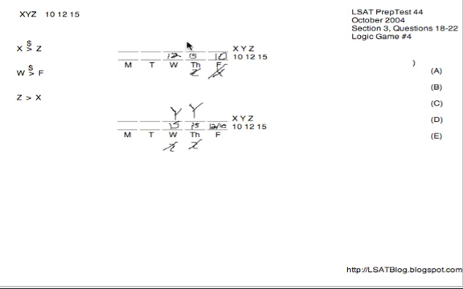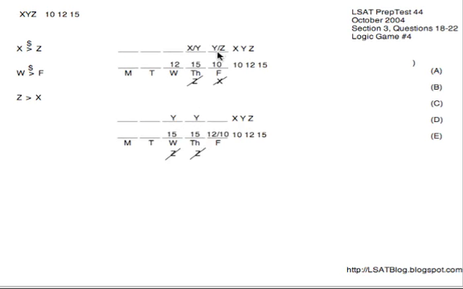On the top diagram, things are a little bit more ambiguous. Thursday could be either X or Y. We do not know which one. And then on Friday, it's going to be either Y or Z. So this is pretty much our initial setup for the game.